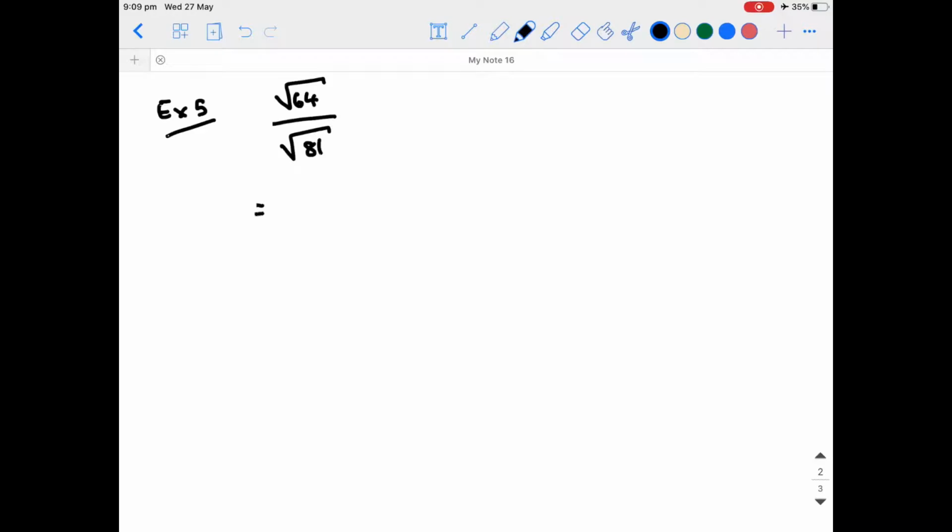So if I take the square root of 64, I end up with 8. And if I take the square root of 81, I end up with 9. So the square root of 64 divided by the square root of 81 is equal to 8 divided by 9. And that is the easier approach here.